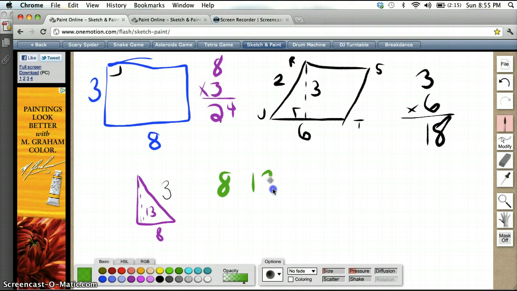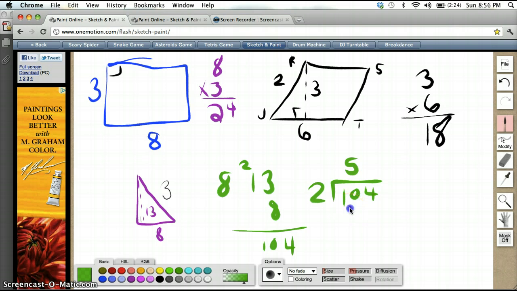So let's do 13 times 8. 8 times 3 is 24. So you're going to go ahead and put a 2 up here and bring down your 4. And then 8 times 1 is 8 plus 2 is 10. So 104. And then you're going to have to go ahead and divide that by 2 because it's 1/2 base times height. So 104 divided by 2. 2 goes into 10 5 times. 5 times 2 is 10. And then you're going to bring down your 4. And 2 goes into 4 2 times. So the area of your triangle is 52.